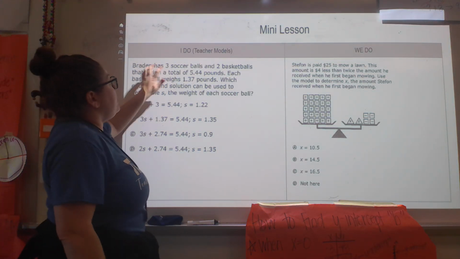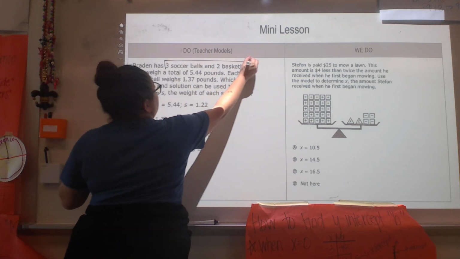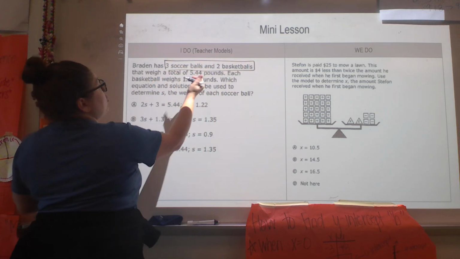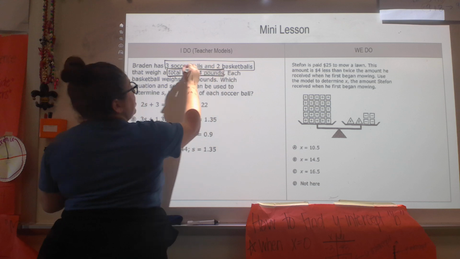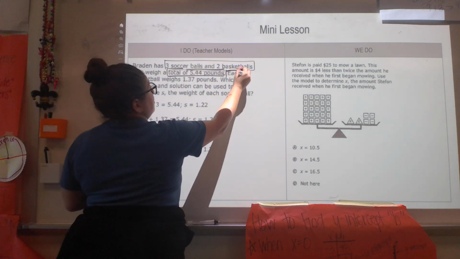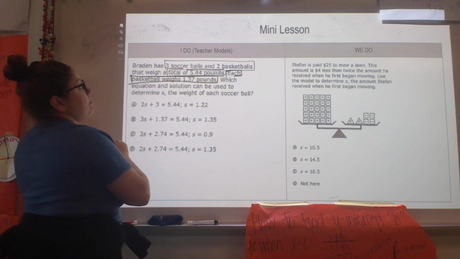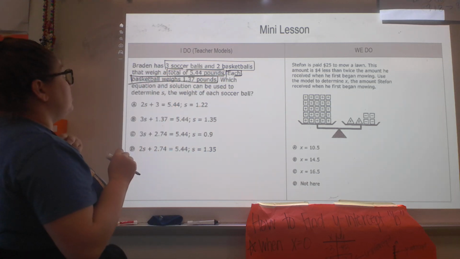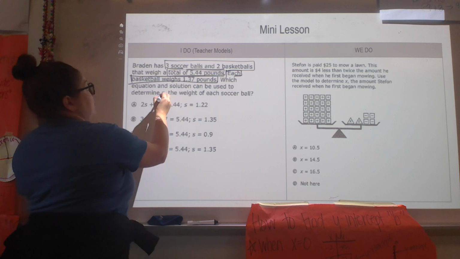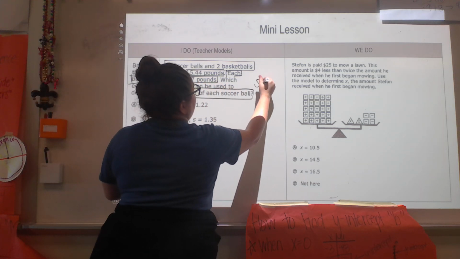Okay, Brayden has 3 soccer balls and 2 basketballs. The total weight is 5.44 pounds. Each basketball weighs 1.37 pounds. Which equation and solution can be used to determine S, the weight of the soccer ball? So we don't know soccer.